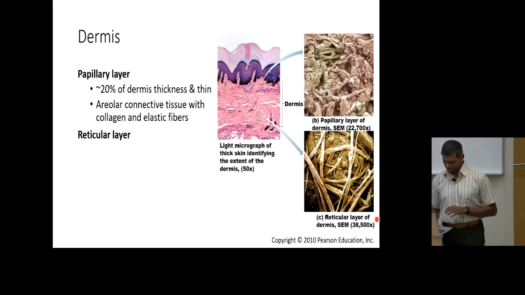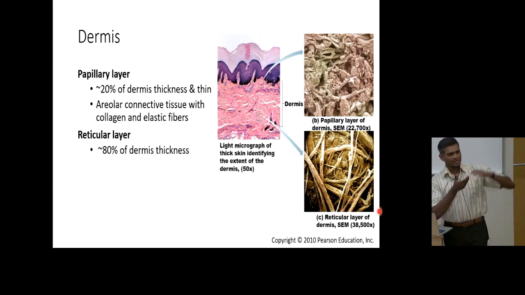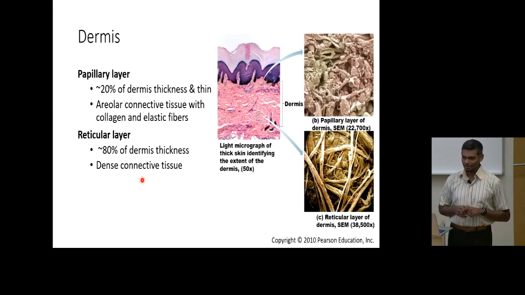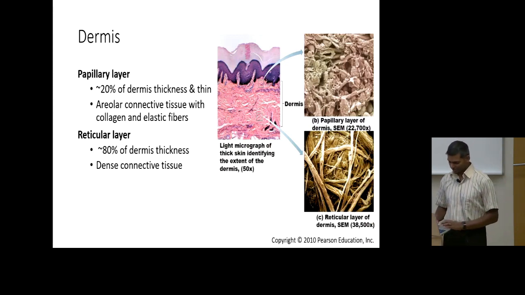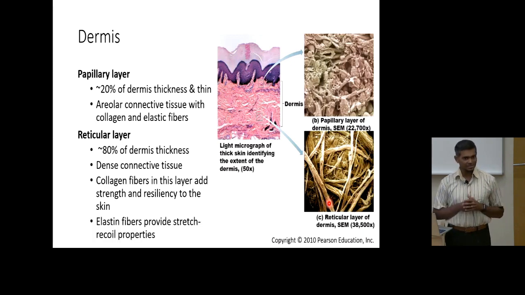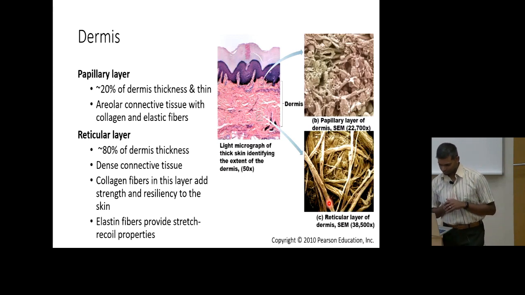Whereas the reticular layer is the remaining 80% of the dermis, and it has dense irregular connective tissue. That's the key here. It has an abundance of collagen fibers and elastic fibers, which allow both strength and resilience of the skin. So, any questions at that point?